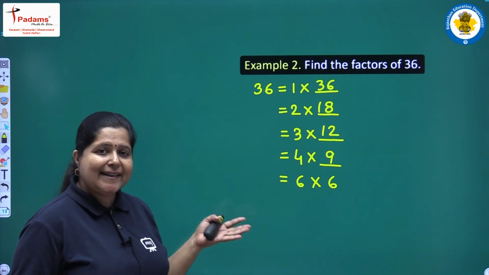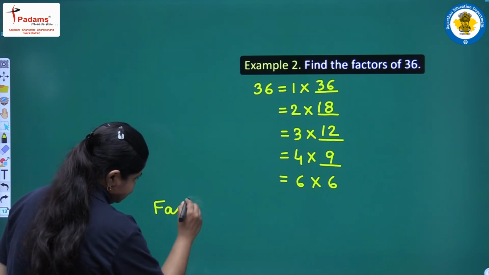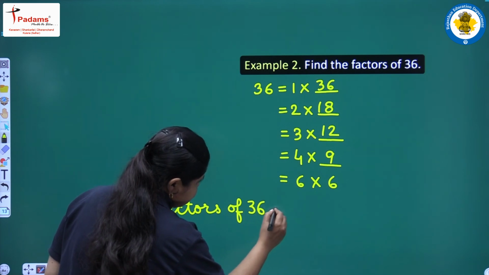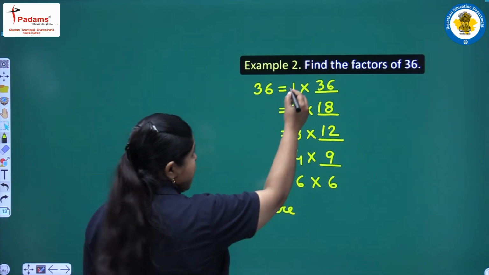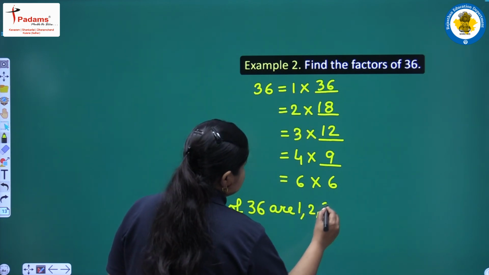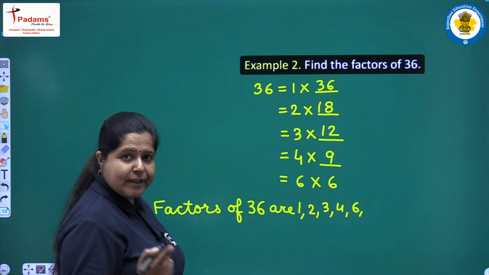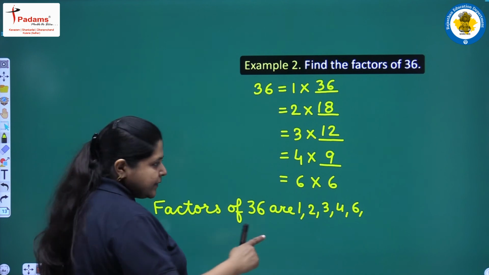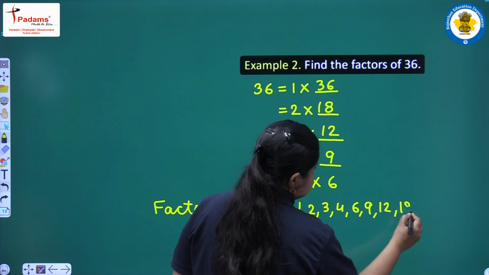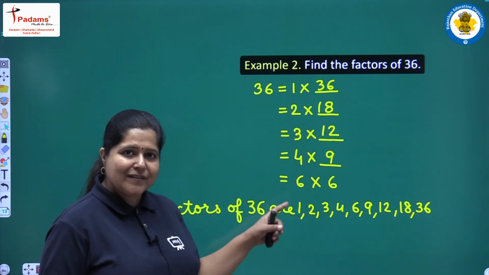You can now easily write the factors of 36. Factors of 36 are, starting in this way, U shape, starting from 1, then 2, 3, 4, 6. No need to write 6 2 times, it is enough to write it once. So, we will write it only one time. Then 9, 12, 18 and 36. So, these all are factors of 36.